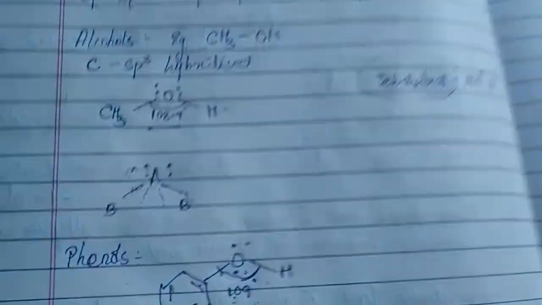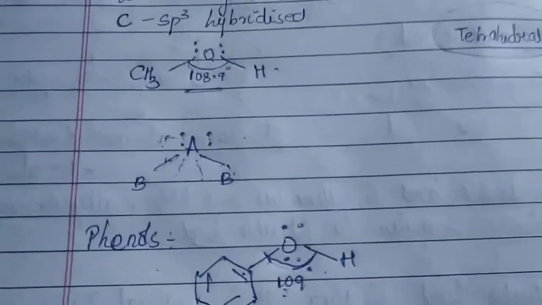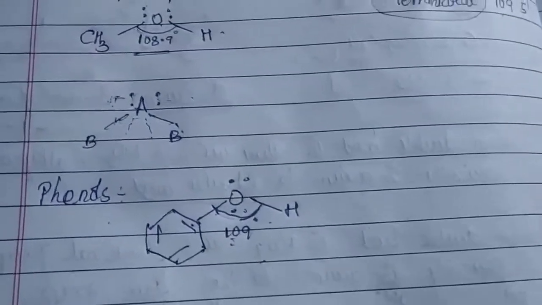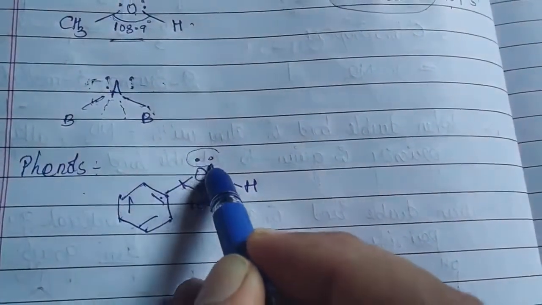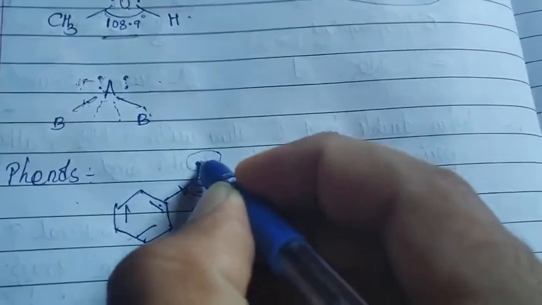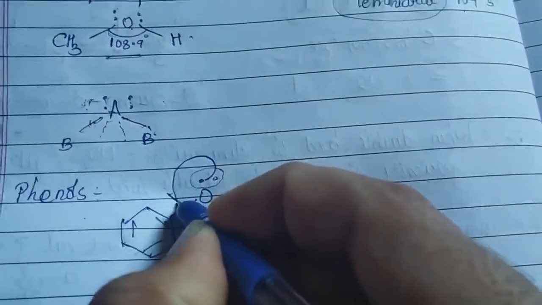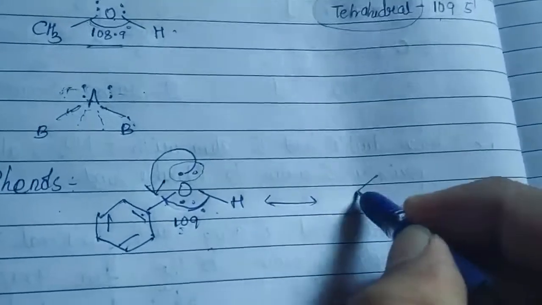Now the question arises, why is it so? It is also having the lone pair of electrons. It should also have decreased. But what is happening over here? Whatever the lone pair of electrons present on the oxygen in the phenols, they have been involved in the resonance. So when they are involved in the resonance, what happens?